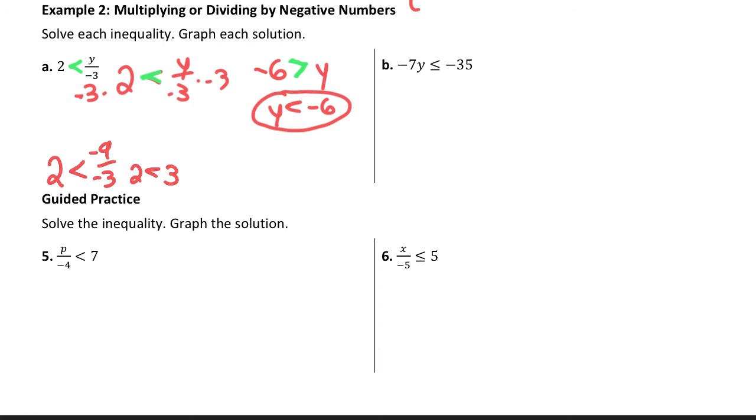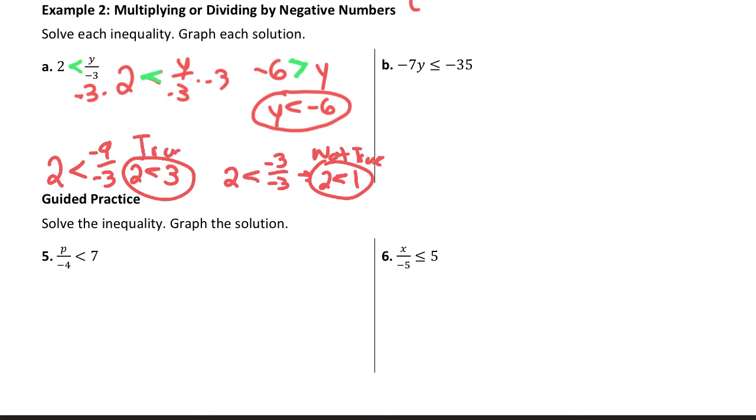Okay? Now, if I tried this and I picked a number greater than -6, a number greater than -6 off the top of my head is -3. -3 divided by -3 would show this as 2 is less than 1, making this not true. This is true using numbers that are less than -6. So flipping the sign changes everything, okay? So dividing or multiplying by a negative, you have to flip that sign around. It changes the truth of that inequality.